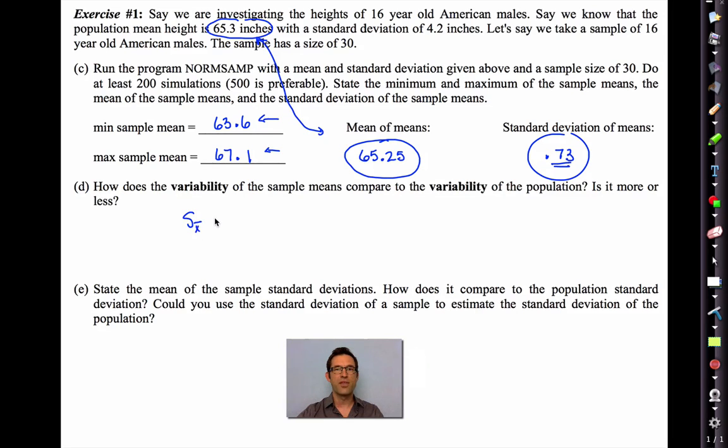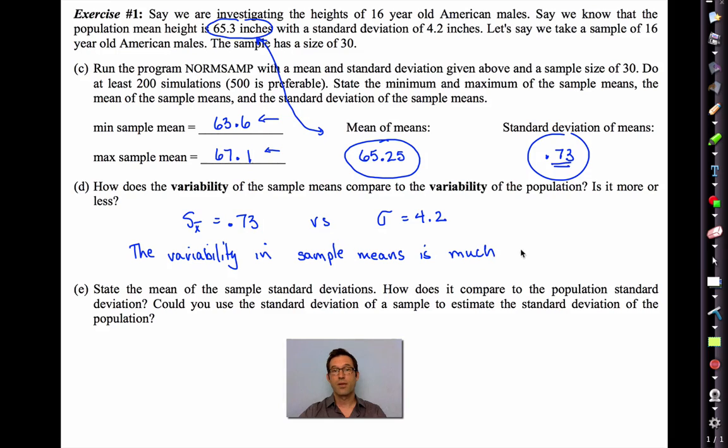What can you say about this versus this? Obviously, what you can say is the variability in sample means is much less than the variability in the population.